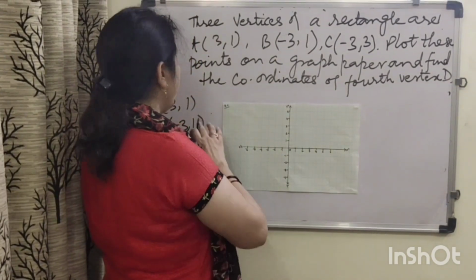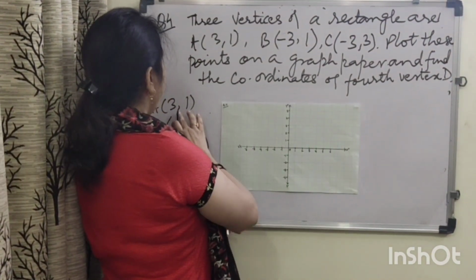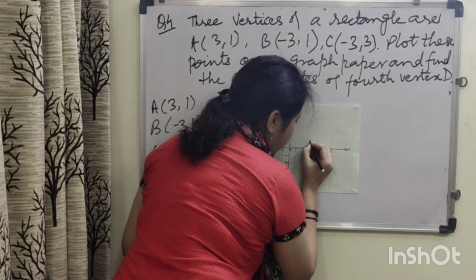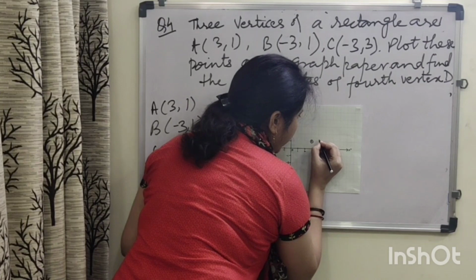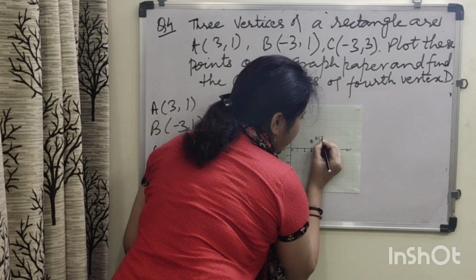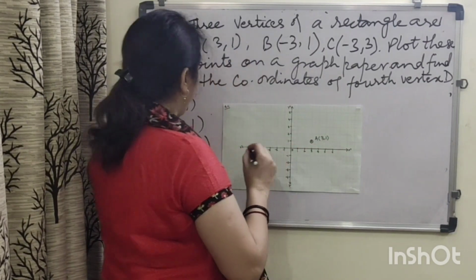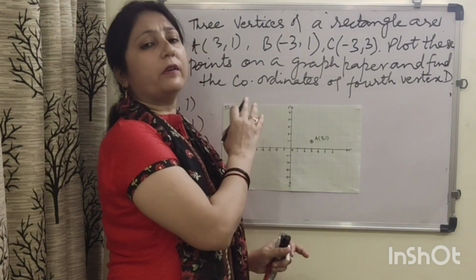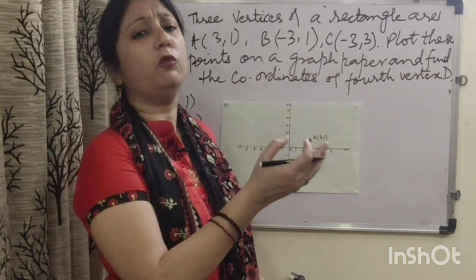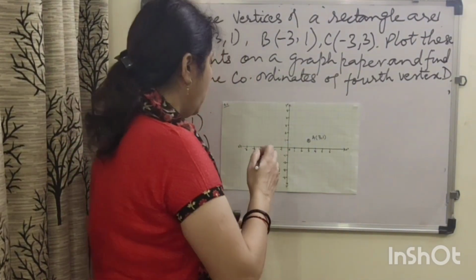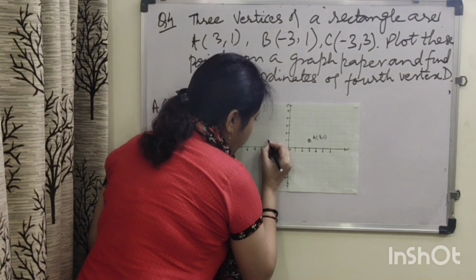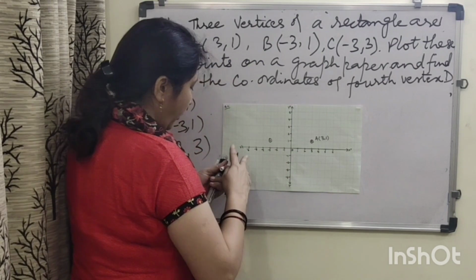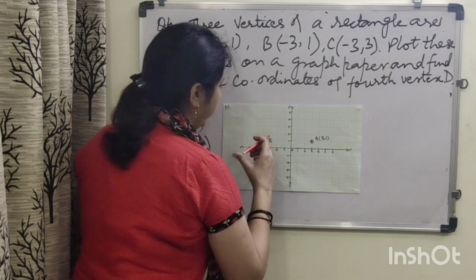It is said in the question it is a rectangle ABCD. Let's first plot the given points. The first one is A, that is 3, 1. 3 is over here, 1 vertically up, you move one unit distance. This is A 3, 1. Another point is minus 3, 1. So you move towards the negative side of x-axis, that means towards the left of origin to get minus 3 and move one unit distance vertically up because y is positive.